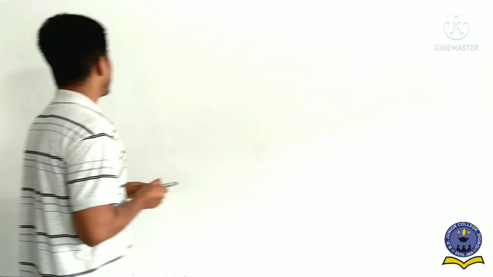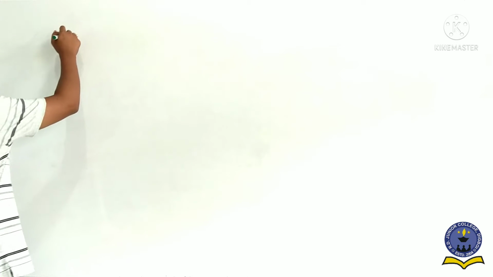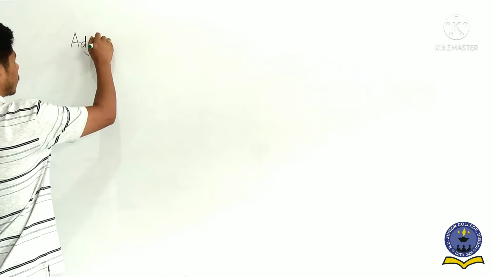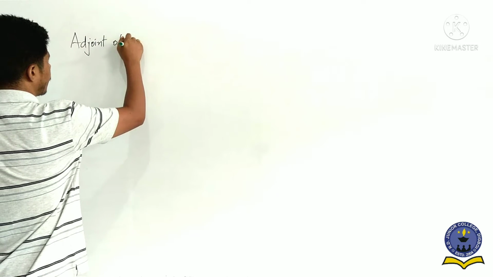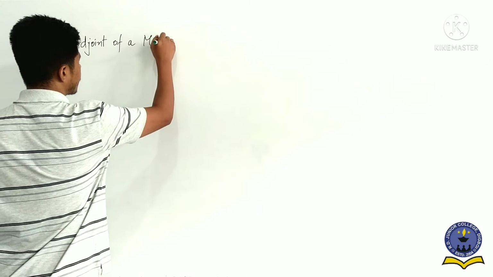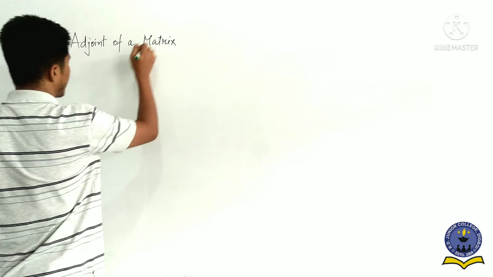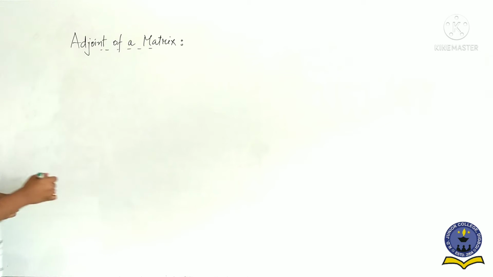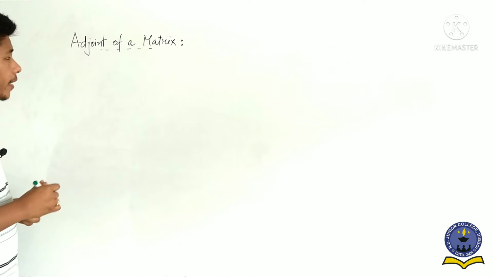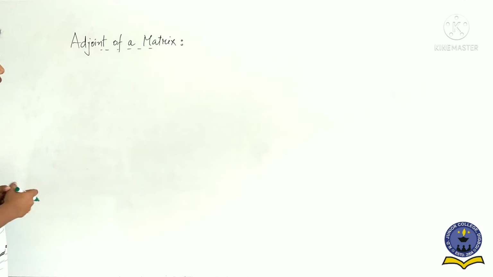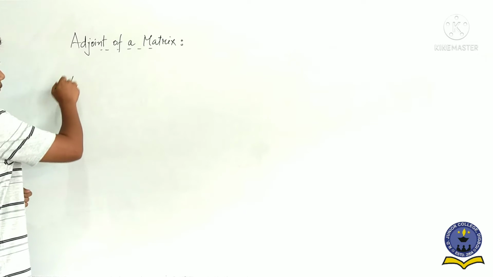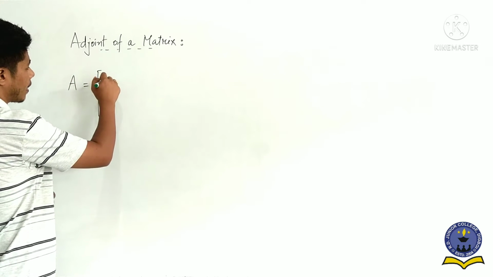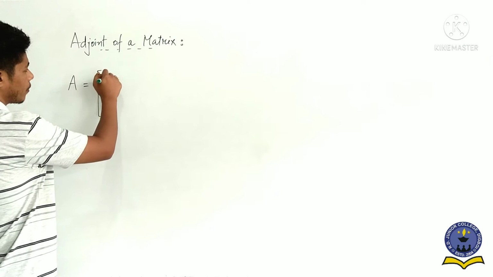So first of all, adjoint. Let's see what we get here. Adjoint of a matrix. First of all we have to discuss this, the adjoint of a matrix. Let's take an example. If we consider a 3 by 3 matrix, suppose matrix A, and here 3 by 3, some elements we consider.